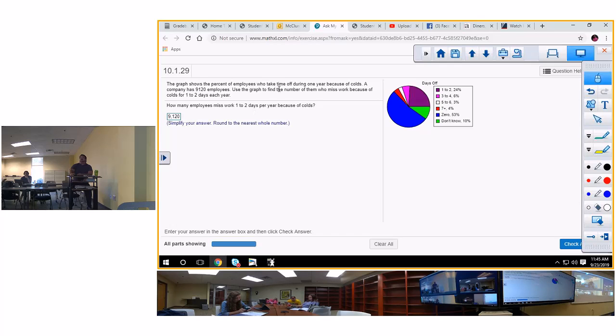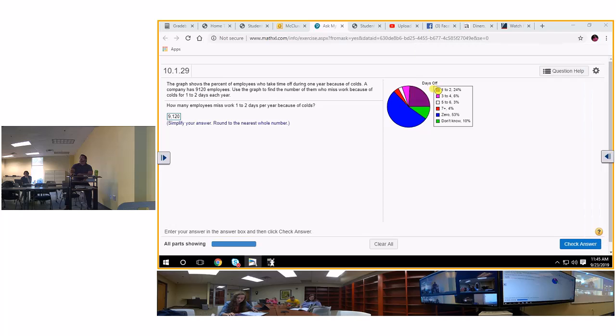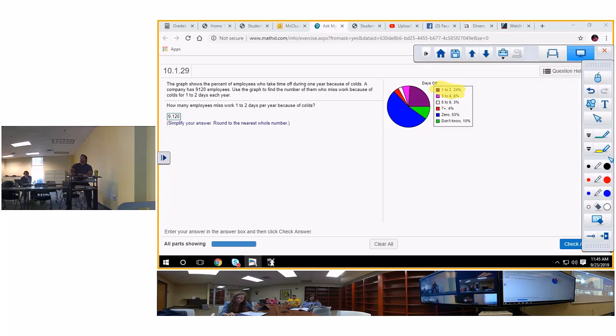Use the graph to find the number that missed work because of a cold for 1 to 2 days. Which one is 1 to 2 days? The purple. How many percent? 24. So that's 0.24. So you're going to multiply 0.24 times what? 9120.